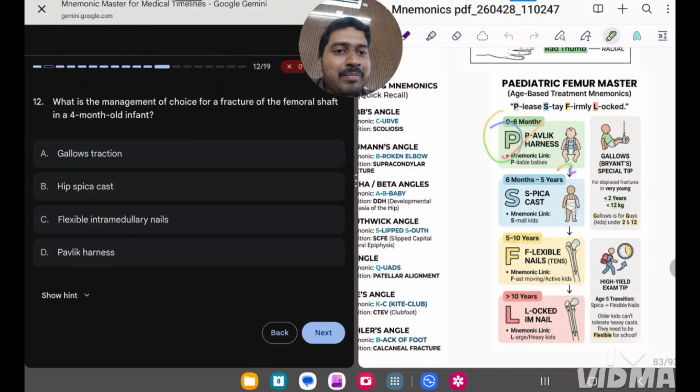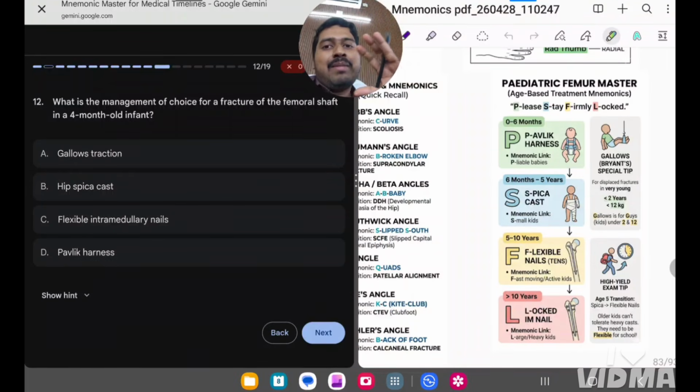So pliable, P for P. Second is yes, spica. Spica is yes. Yes means small kids. So from 6 months to 5 years, it is spica cast. Next, for 5 to 10 years, it is flexible nails. Okay, so these are fast moving kids from 5 to 10 years. So flexible nails. And more than 10 years, we have locked nails. Locked nails are basically for heavy kids. Okay, that is large kids.